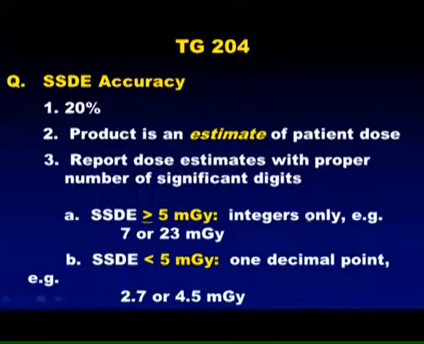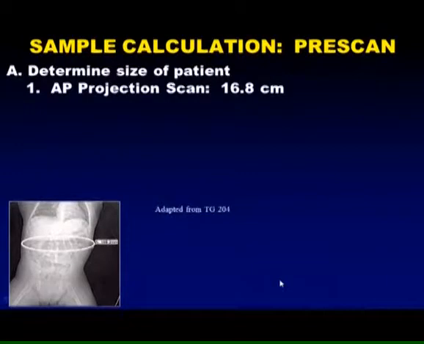It's not the actual dose, it's an estimate. And as a result of that, we shouldn't calculate SSDE and quote it as 2.7539 milligray. If we have more than 5 milligray, we're recommending just integers. Less than 5 milligray, we're recommending 1 decimal point.